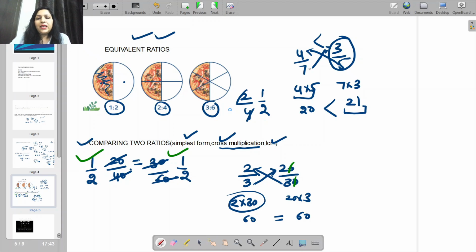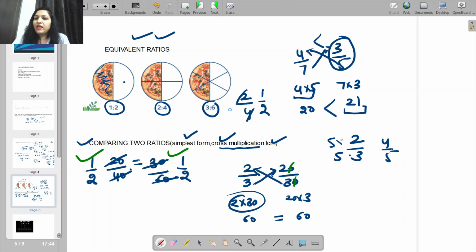एलसीएम मीन्स टेकिंग द एलसीएम फॉर मेकिंग द डिनोमिनेटर सेम. डिनोमिनेटर सेम करने के बाद जैसे मान लो आई हैव 2/3 एंड 4/5. मुझे जानना है यूजिंग द एलसीएम मेथड. सो एलसीएम ऑफ 3 and 5 is 15. दोनों का डिनोमिनेटर 15 बनाना है.